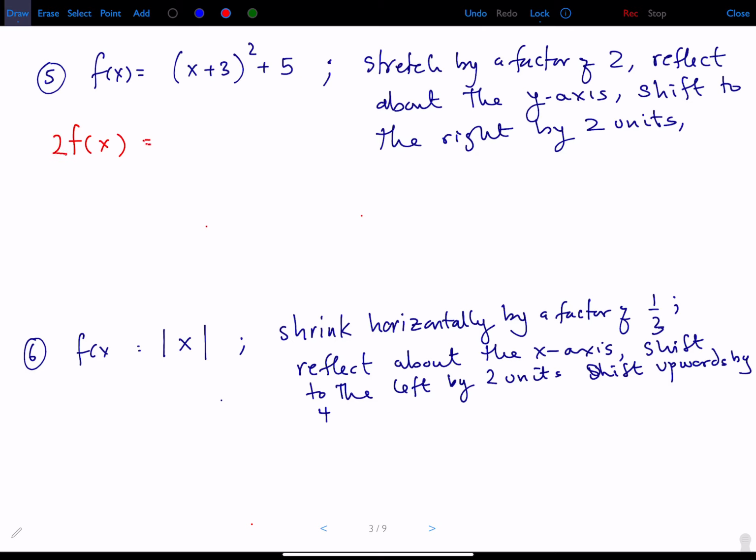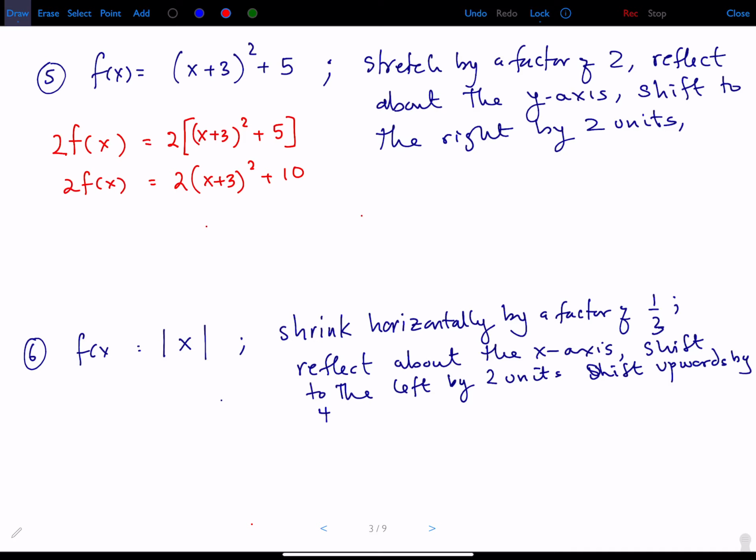Meaning when I go to this function over here, I'm going to take 2, and I'm going to multiply that whole function, x plus 3 squared plus 5, which gives me 2 times (x plus 3) squared plus 10. That's what I get for 2f of x.